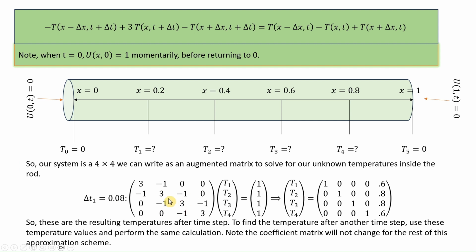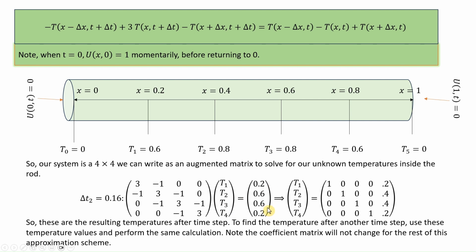All right, so let's put this in matrix form at our initial step of 0.08. And you'll see that the matrix form of the coefficient matrix looks like this. Here's our column vector of unknown temperatures and our column vector of known temperatures. So doing row reduction on this, we end up with the temperatures internally. T1 is 0.6, T2 is 0.8, T3 is 0.8, and T4 is 0.6. So now, if we want to know what the temperature is one more delta T in time, all we need to do is take these resulting temperatures, because these are the temperatures now, after 1 delta T, and plug them in for our unknowns here.